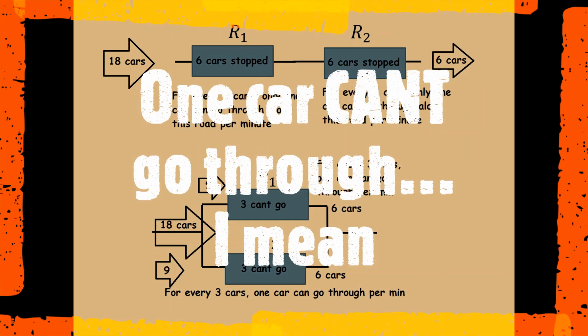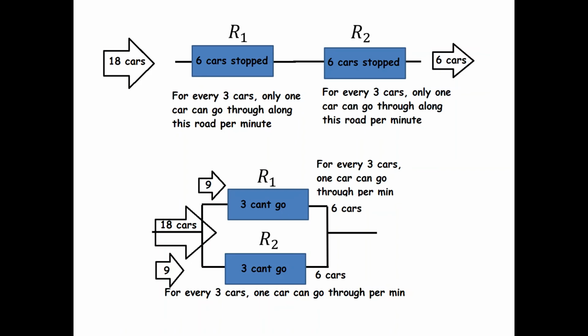If you look at this reasoning here, imagine the resistance of a component is like you're on a road and the resistance represents one of those booths before you go to a different country. So you've got these stop checks. For every resistor, for every 3 cars, only 1 car can go through along this road per minute.